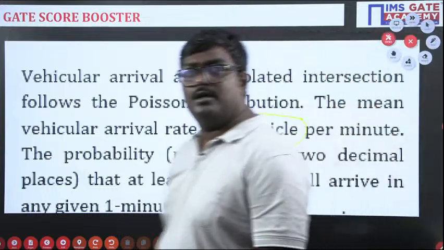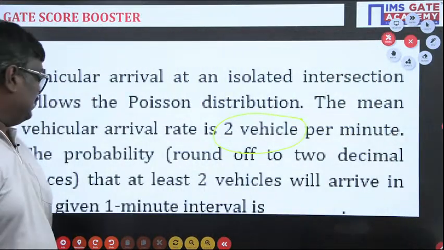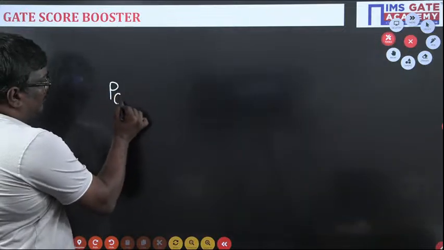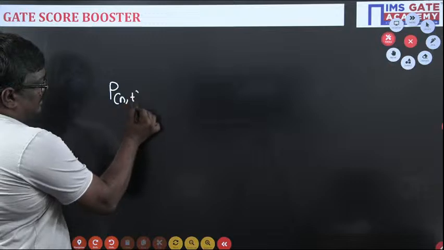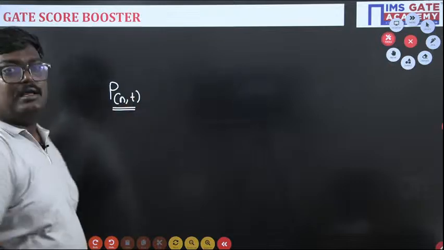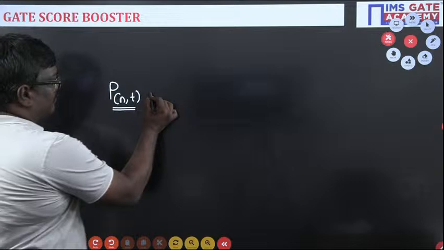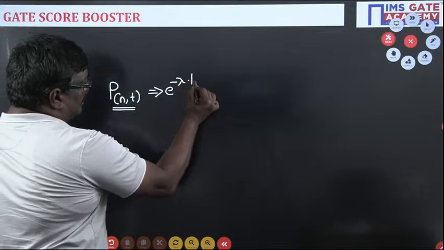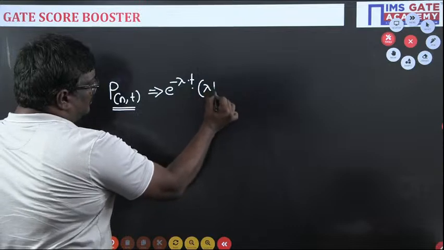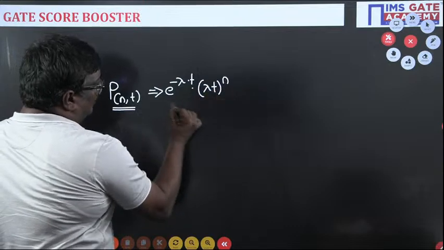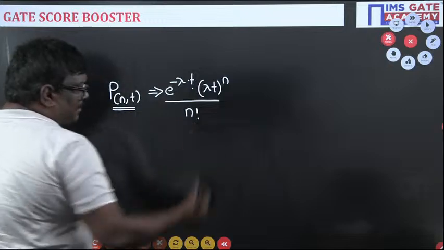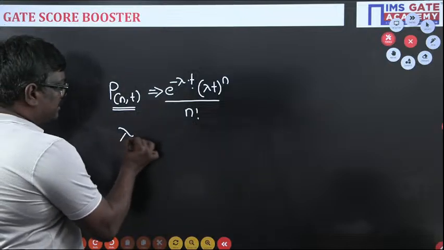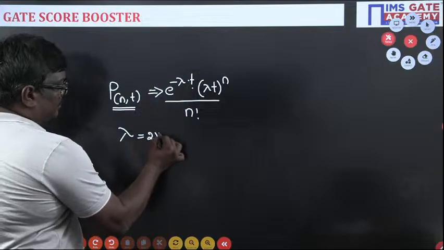So students, as I told you, the probability P(n, t), where n indicates the number of vehicles and t is the time, under the Poisson distribution is given by the formula e^(−λt) × (λt)^n upon n factorial. Here, the lambda value is given as 2 vehicles per minute.